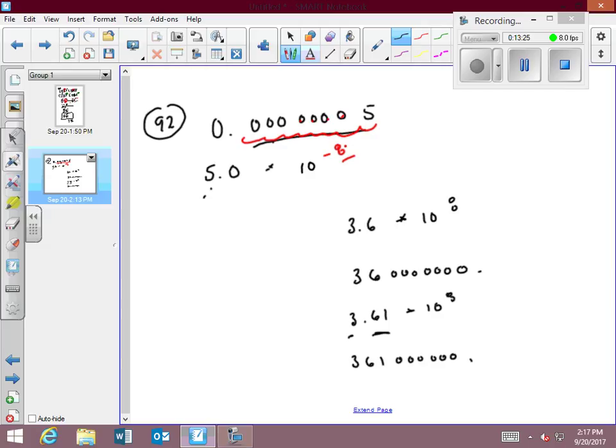Because scientific notation says, once again repeating, that you write your number with 1 digit to the left of the decimal, and then whatever rest of the number to the right, and then 10 to the power of where you got to either divide by 10 or multiply by 10. Make sense? All right.